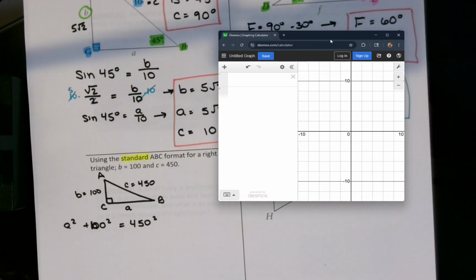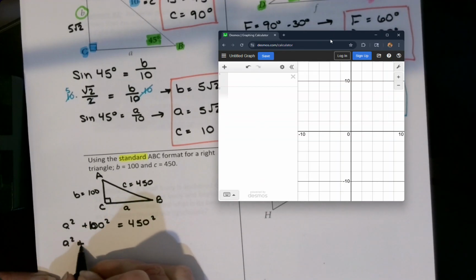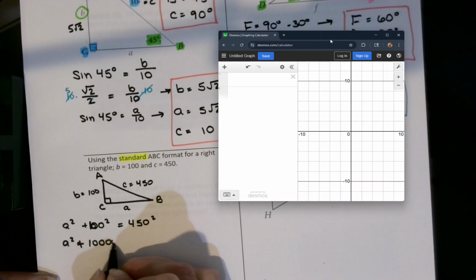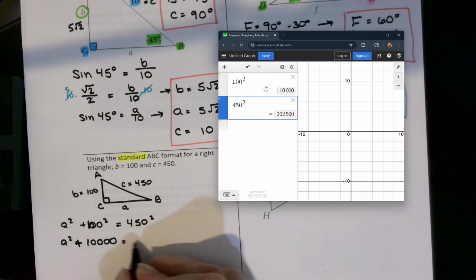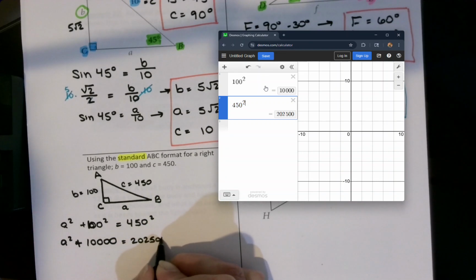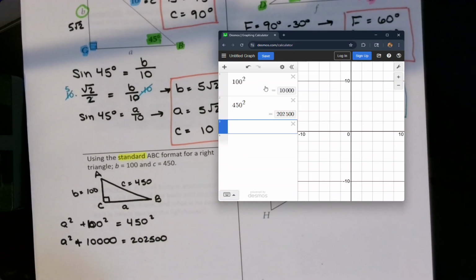I know that 100 squared is going to be 10,000. So if I take 100 squared, it'll have 4 zeros, so it's 10,000. And then I need to do 450 squared. That one I didn't know. That one came out as 202,500. We're going to subtract the 10,000 over.